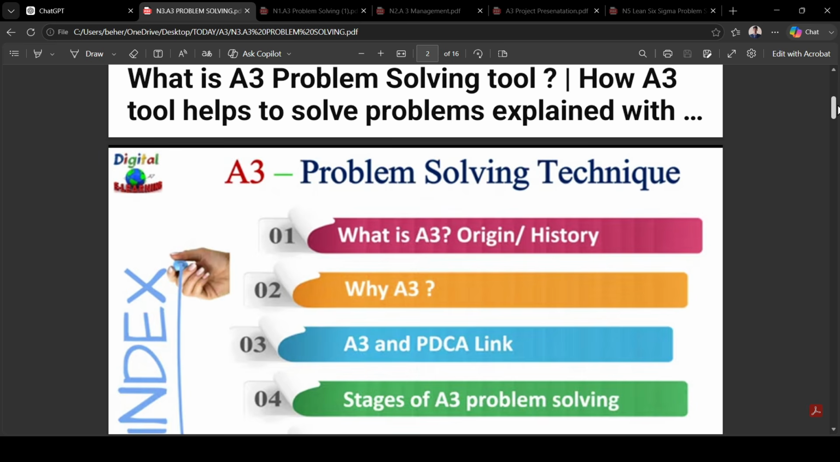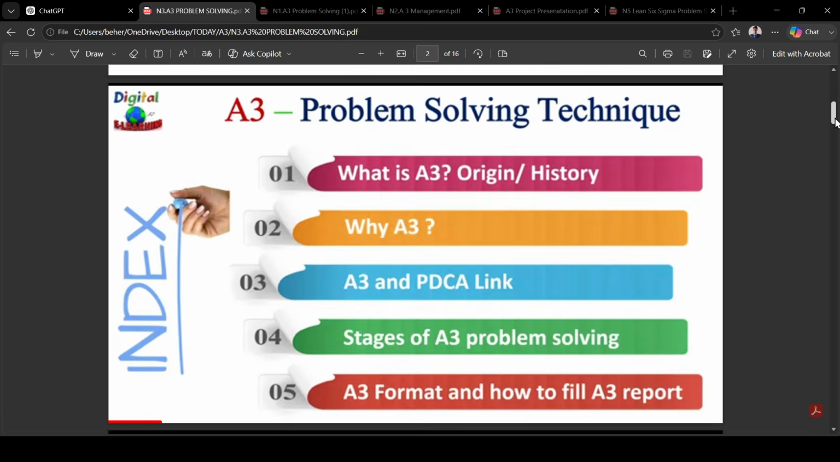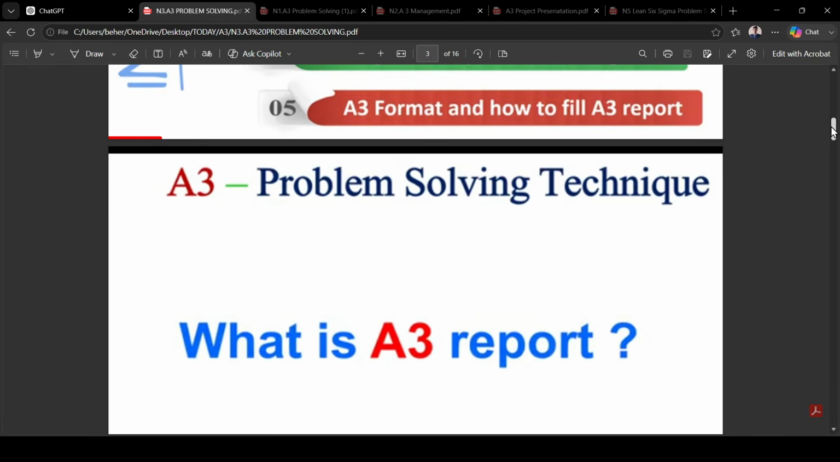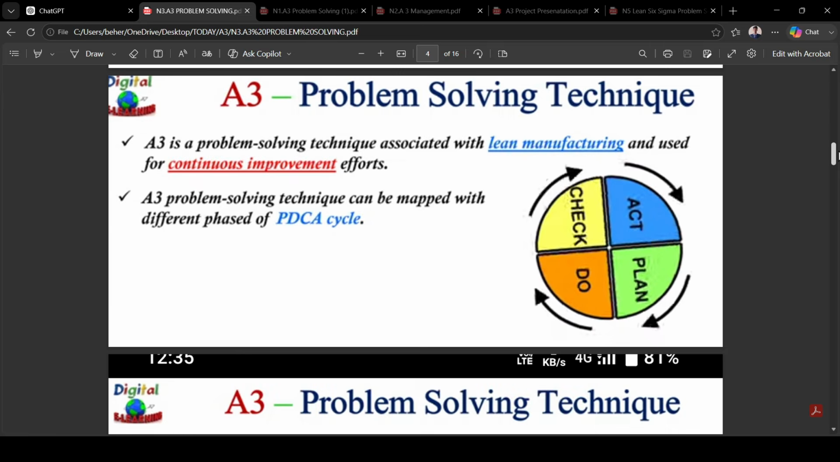What is A3? Origin and history. Why A3? A3 and PDCA link. Stages of A3 problem solving. And the A3 format and how to fill in the A3 format. Problem solving A3 technique: what is an A3 report?